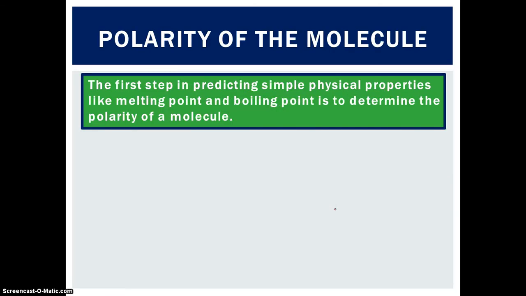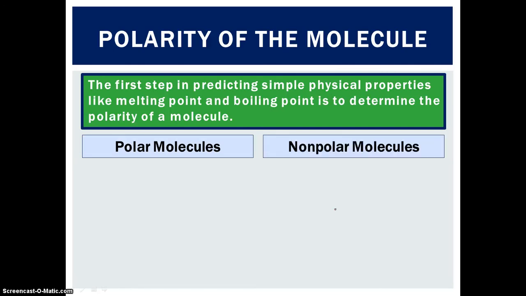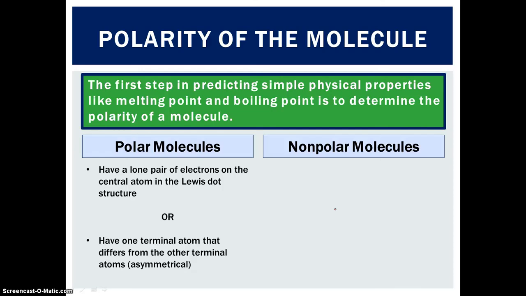And it comes down to this idea of polarity. We're just going to take down the definitions right now, and then we're going to work with it in class tomorrow. So we have polar molecules and nonpolar molecules. Polar molecules have lone pairs of electrons on the central atom in the Lewis dot structure, or, notice the or there, so it's one or the other. Both of these don't have to be true for it to be polar. They have one terminal atom that differs from the other terminal atom, so there's some sort of asymmetry.